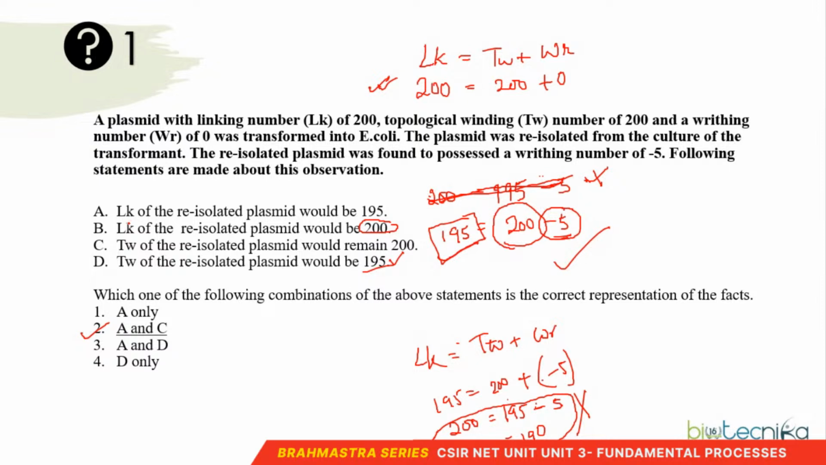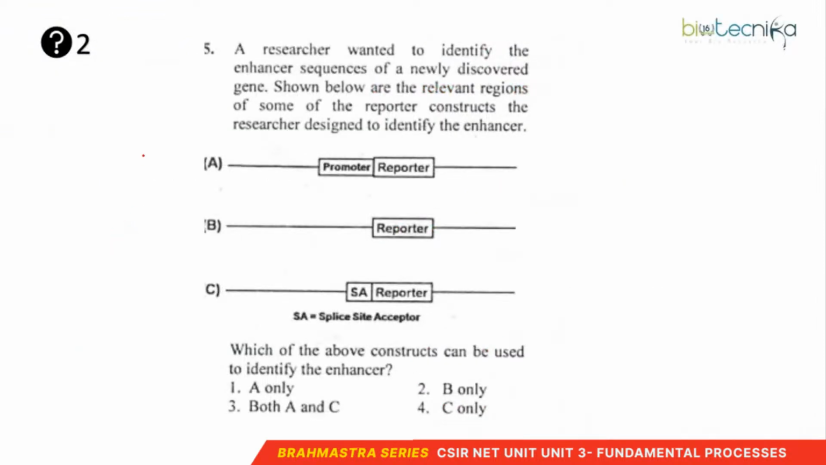Moving to the next one. A researcher wanted to identify the enhancer sequence of a newly discovered gene. Shown below are the relevant regions of some of the reporter constructs the researcher designed to identify the enhancer. So which of the above constructs can be used to identify the enhancer? Look at the construct very carefully.